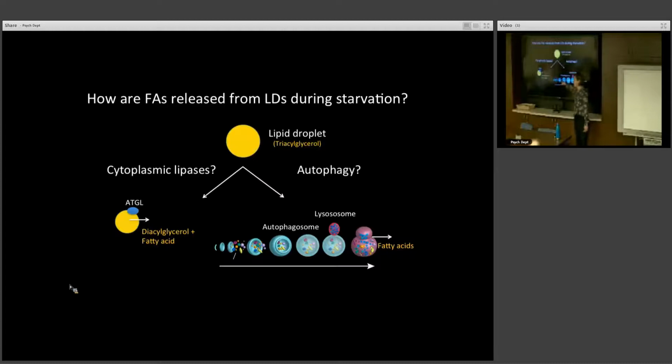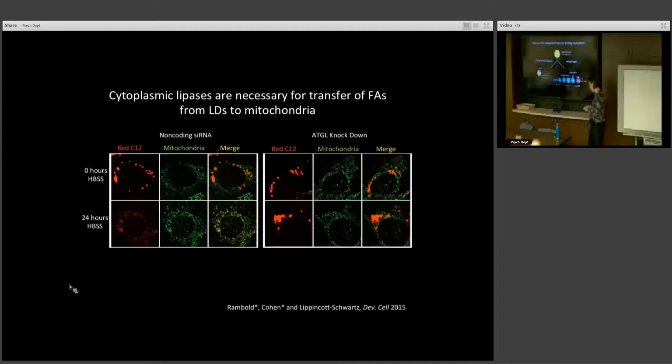In this case, this double membrane autophagosome structure comes and envelopes cytoplasm, including proteins and organelles, and then fuses with the lysosome, which delivers proteases and lipases. So autophagy of lipid droplets has also been observed and is another way that fatty acids can get out of a lipid droplet. But which of these two mechanisms is used in response to starvation was not clear. So we first looked at the cytoplasmic lipases. Using control siRNA, we see transfer of this fluorescent fatty acid from lipid droplets to mitochondria in response to starvation.